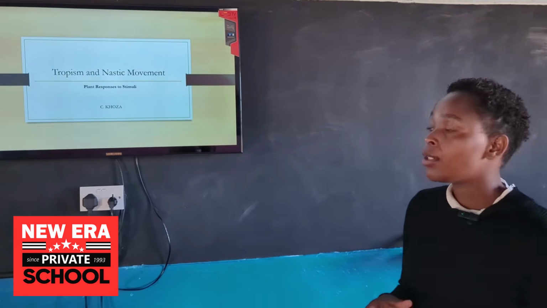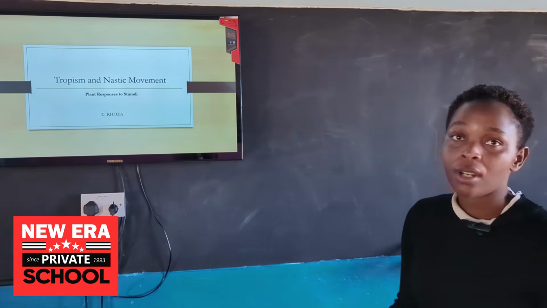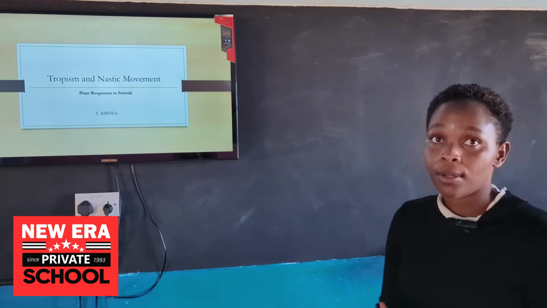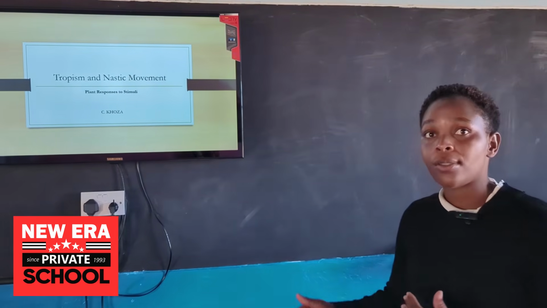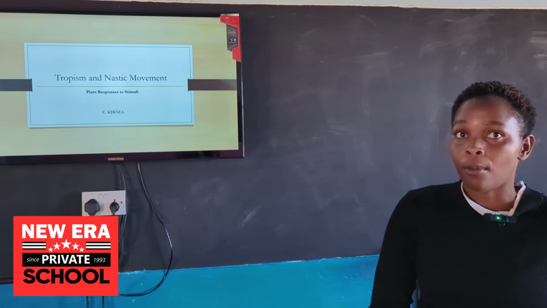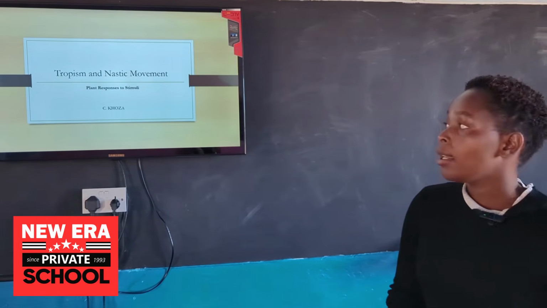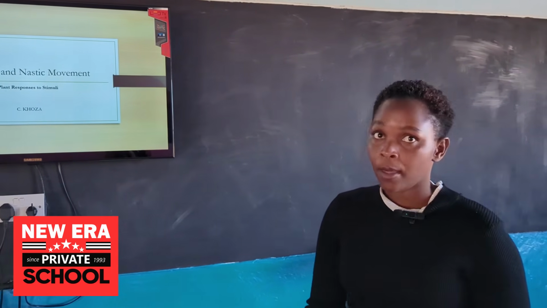So today we are talking more about types of plant response, which are tropism and nastic movement. Plants cannot move from one place to another, but they do respond to changes in the environment, such as light, chemicals, touch, or water.